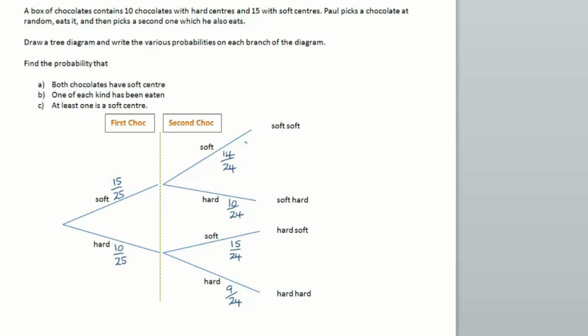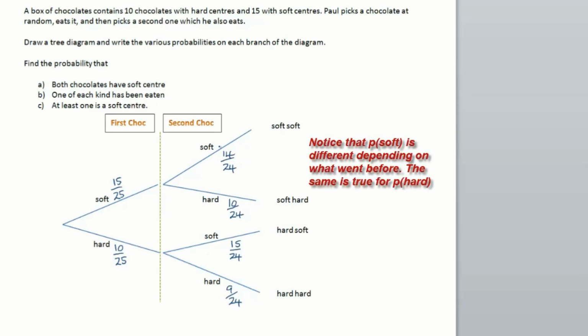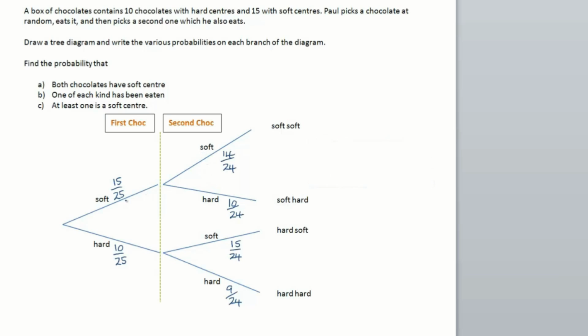So all of these probabilities here, in the definition of the word conditional that I used earlier, these are conditional probabilities. So we could say, what's the probability that the second one is soft, given that the first one was soft? It's 14 over 24, or alternatively 7/12. Another type of problem where you've got to be careful with the second set of branches is if it's something being drawn out of a bag and not replaced. Always look in the wording of the question as to whether it's implied or stated explicitly whether the second set of branches, the totals have changed or not.